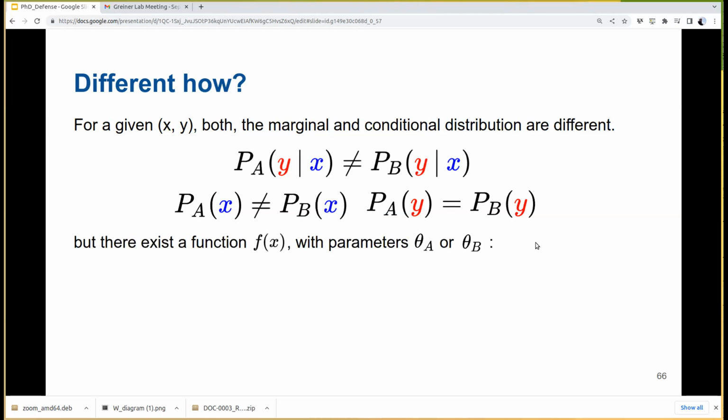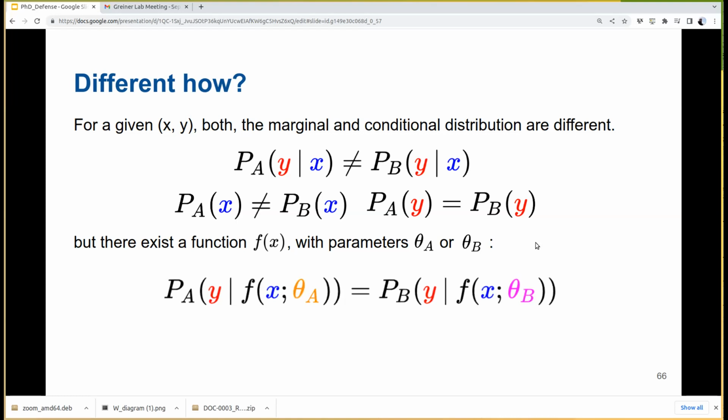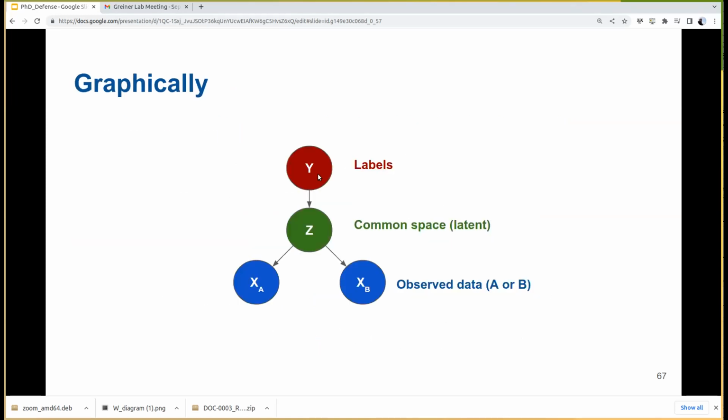But we assume that there exists a function f of x with some parameters theta A and theta B, such that when we apply this function to the data from theta A and theta B, then the distributions become the same, both the conditional and the marginal. So one way of looking at this graphically is this diagram.